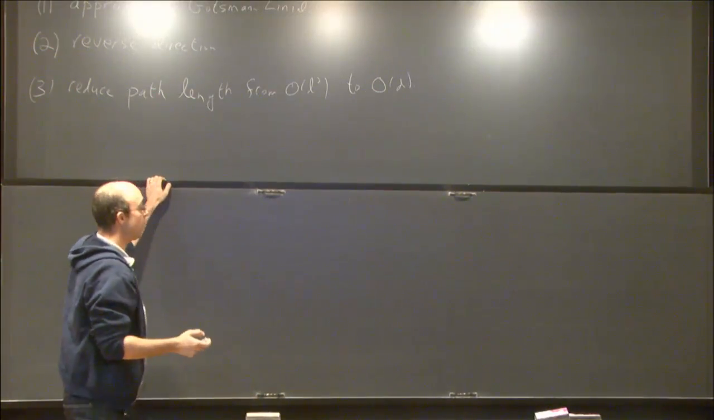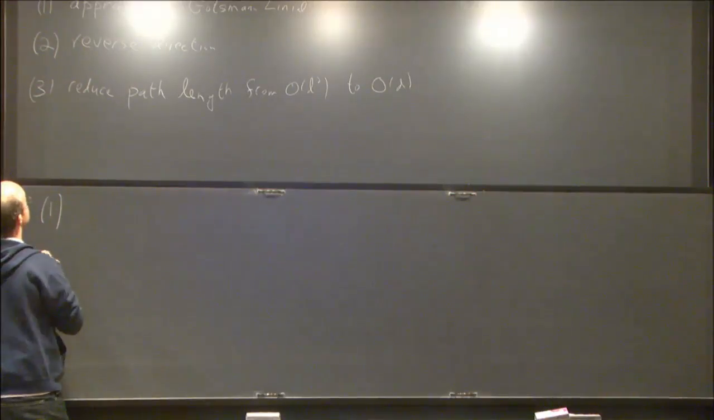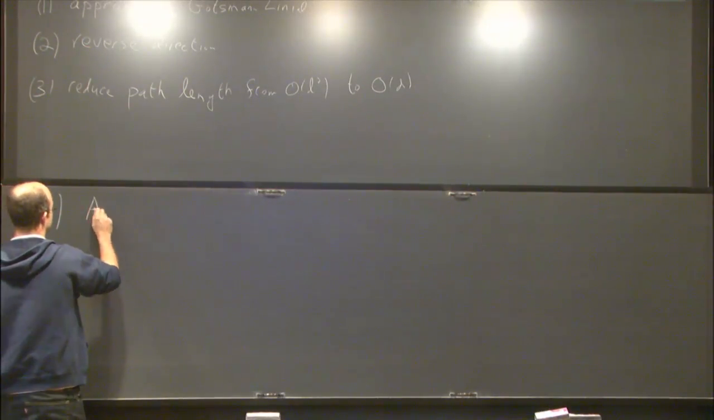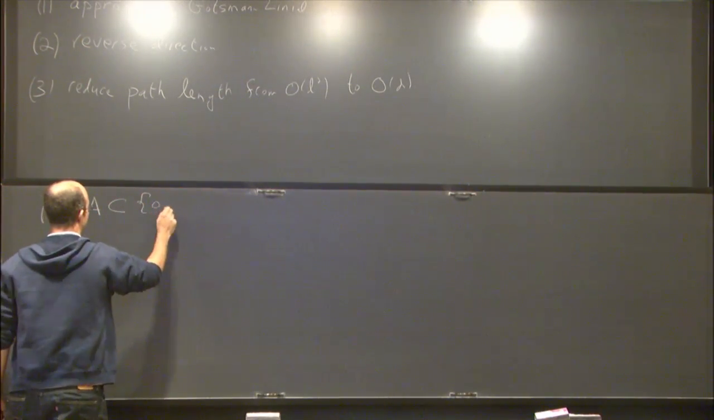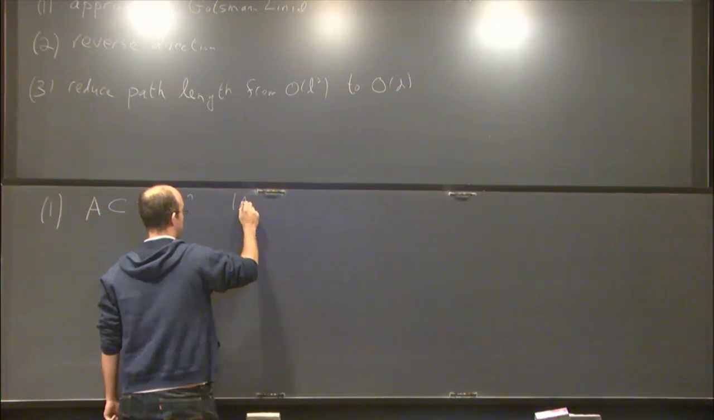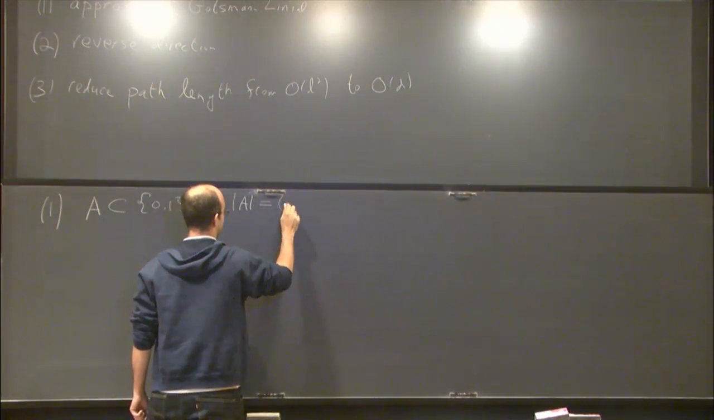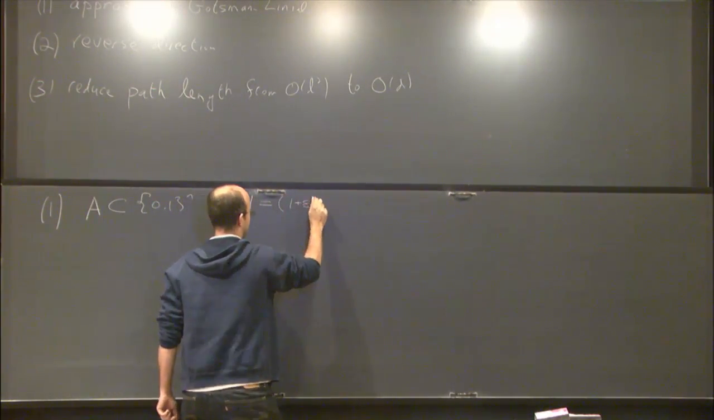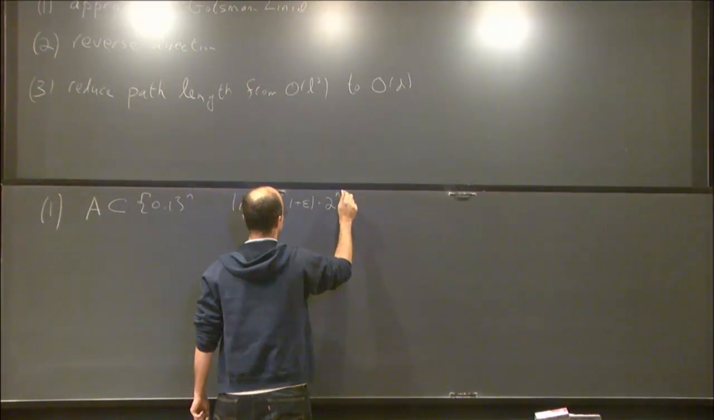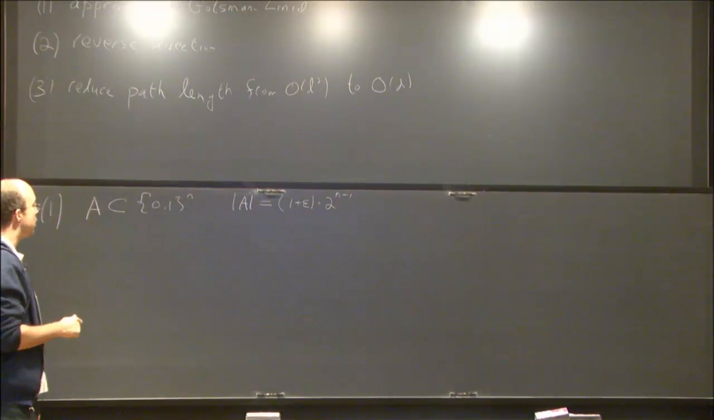So the first one is really about translating two equivalent problems. So what do we have? What is the setup there? We have a subset of the Boolean cube, and we assume its size is bounded away from a half. Let's say it's maybe 1 plus epsilon times 2 to the n minus 1. So it's bounded away from half the nodes.